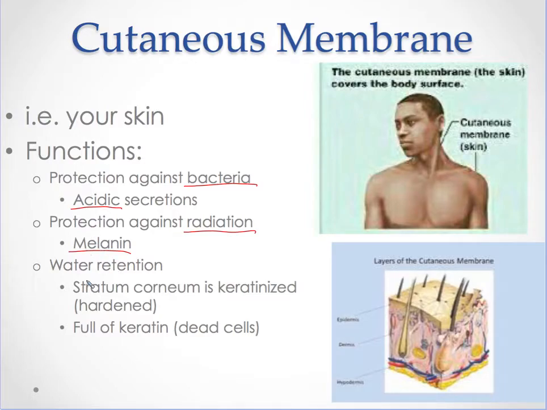Your skin also functions to retain water. And this is really important, being as 66 to 70% of our body is composed of water. So keeping that inside of us is a good thing. And the way it does that is you have different layers. The stratum corneum, which we'll talk about, is keratinized or hardened. And so it acts like a watertight seal, which prevents water from escaping to the outside. And then your skin is full of this keratin, or dead cells that are hardened and create kind of a waterproof layer, or a water reduction layer.